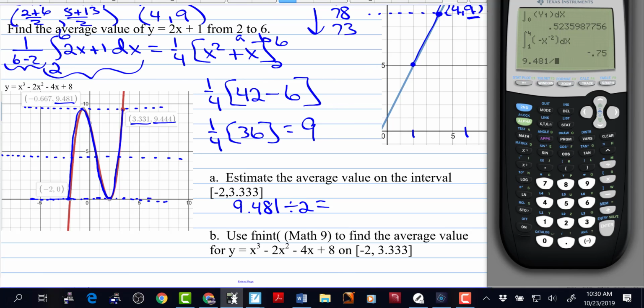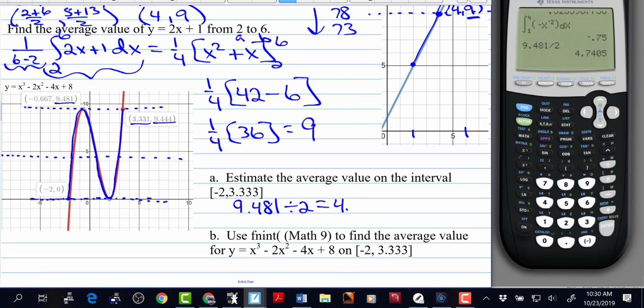9.481 divided by 2, I thought the average value of all of these y's, because of some symmetry here, would be about 4.7405. Boy, was I right. Wait till you see the answer.